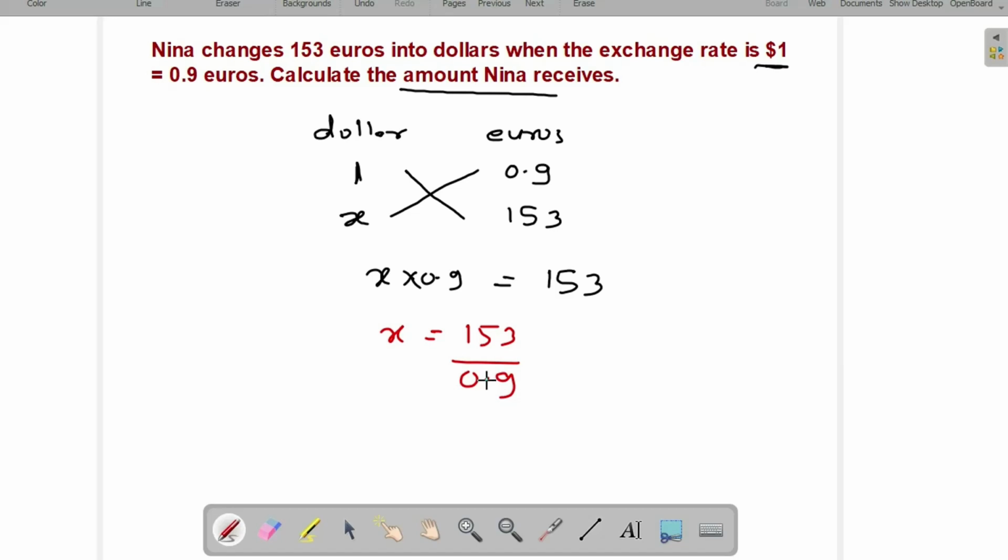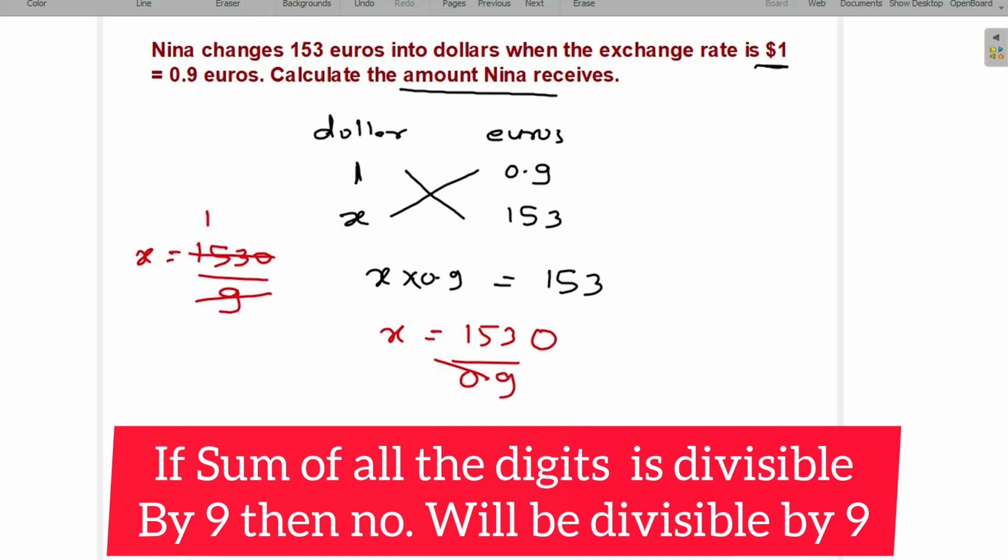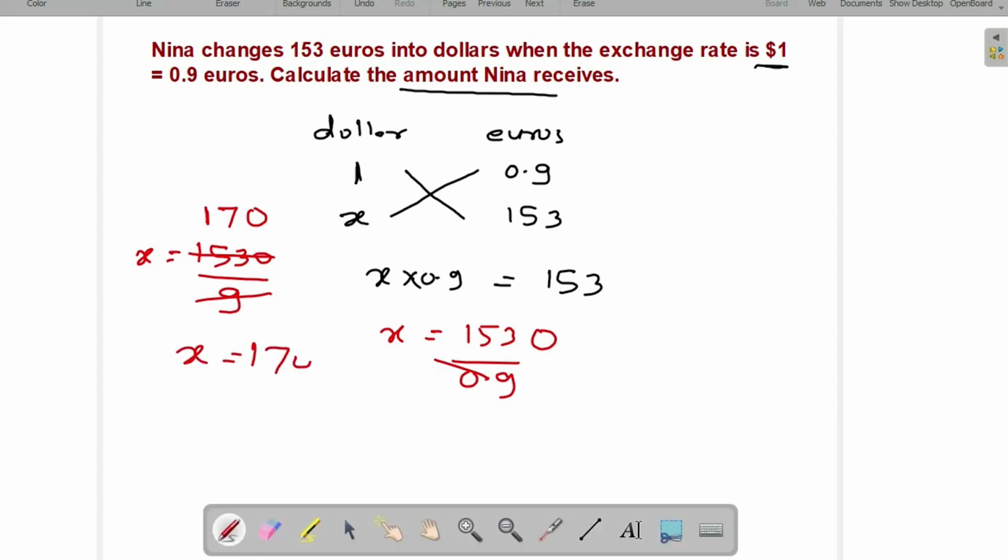Without a calculator, how can we solve it? We have to just remove the decimal, and a 0 will come here. So x is going to be 1530 divided by 9. Now 1 plus 5, 6 plus 3 is 9. That means it is divisible by 9. We can simply write 9 into 1 is 9, 9 into 7 is 63, and 0 will come here. So x is equal to $170. So Nina is going to receive $170 when she is giving 153 euros.